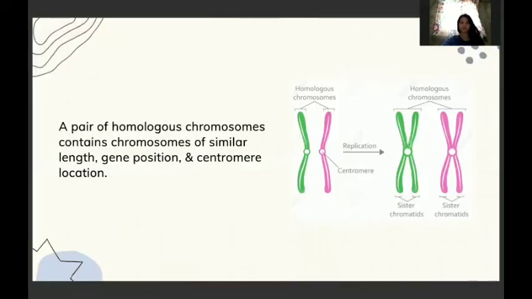Homologous chromosomes. A pair of homologous chromosomes contains chromosomes of similar length, gene position, and centromere location. Homologous chromosomes should not be mistaken as an exact identical pair like that of sister chromatids. Sister chromatids are products of DNA replication, so each member of a pair is an exact duplicate of the other.